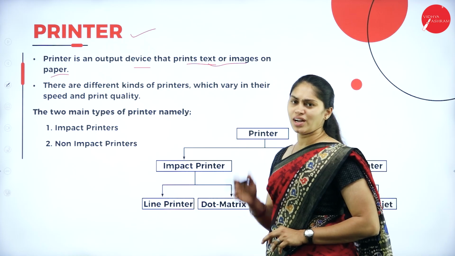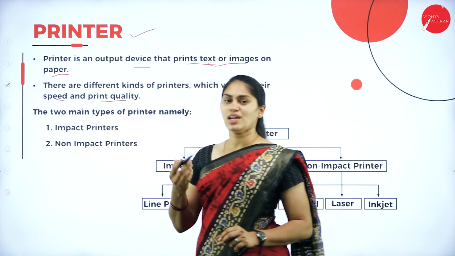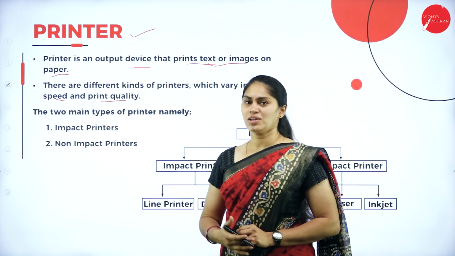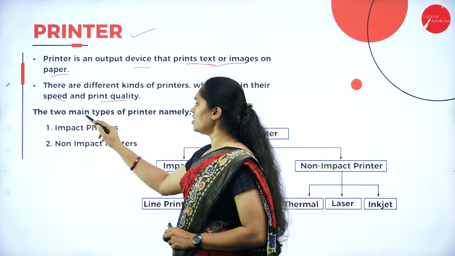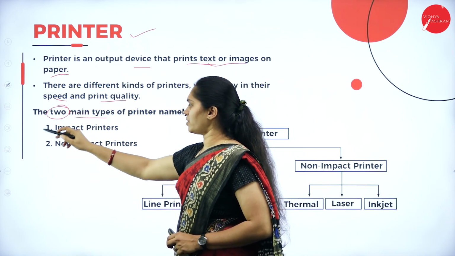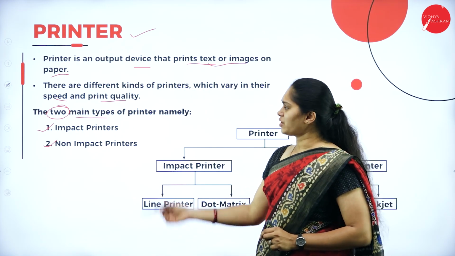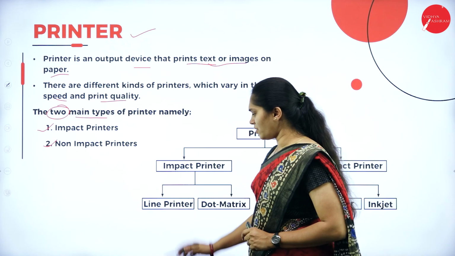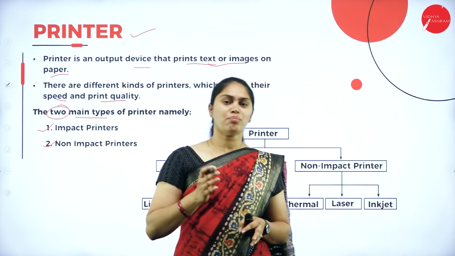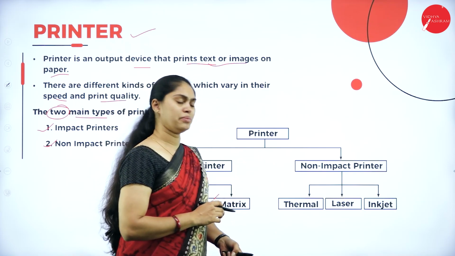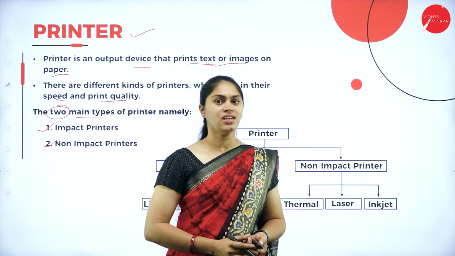And also we have different kinds of printer, which are mainly based on speed and printing quality. Based on that criteria, we have different kinds of printer. Amongst those, we are mainly going to concentrate on two types. One is the impact printer and the other is the non-impact printer. If you consider the impact printer, again we have the line printer and the dot matrix printer. Those are the two types of impact printer. In the non-impact printer, we have the thermal printer, laser printer, and inkjet printer.